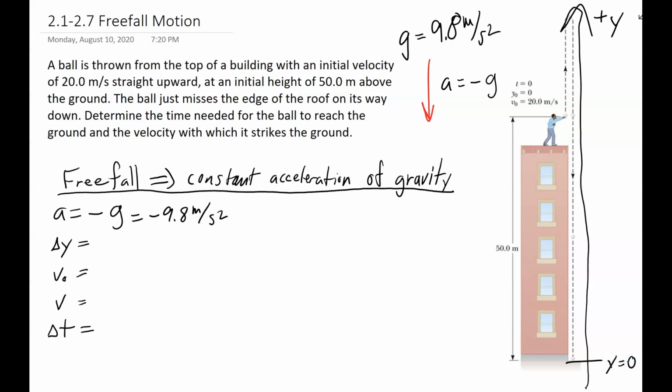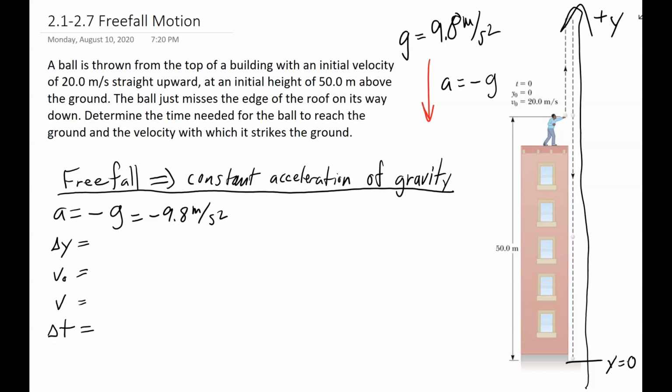Now let's read this quickly. A ball is thrown from the top of a building with an initial velocity of 20 meters per second straight upward, at an initial height of 50 meters above the ground. The ball just misses the edge of the roof on its way down. Determine the time needed for the ball to reach the ground and the velocity with which it strikes the ground.